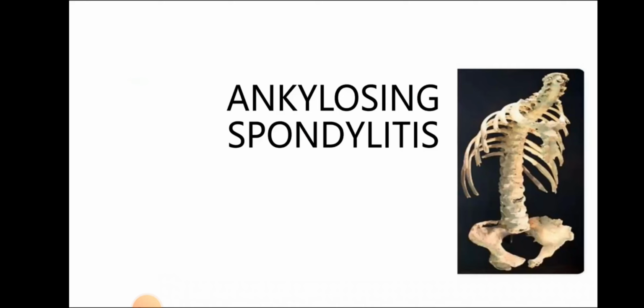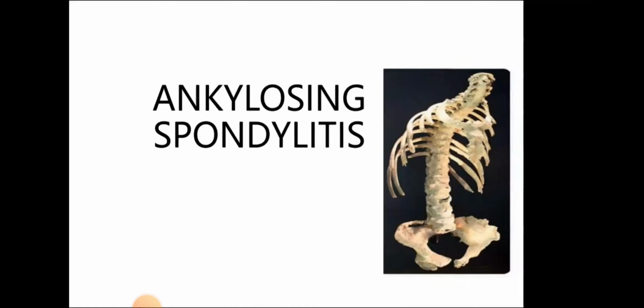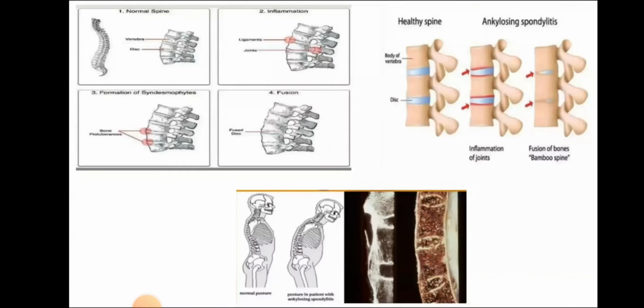Next condition is ankylosing spondylitis. Ankylosing spondylitis, this is a chronic progressive inflammatory disease of the sacroiliac joints and the axial skeleton. It is associated with HLA-B27 gene. So it is an atraumatic disease of unknown cause, and it primarily affects the backbone or spine.